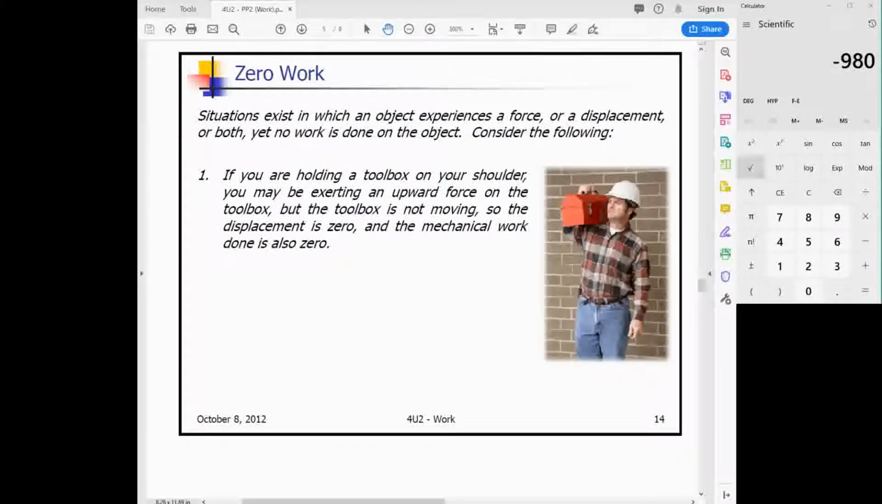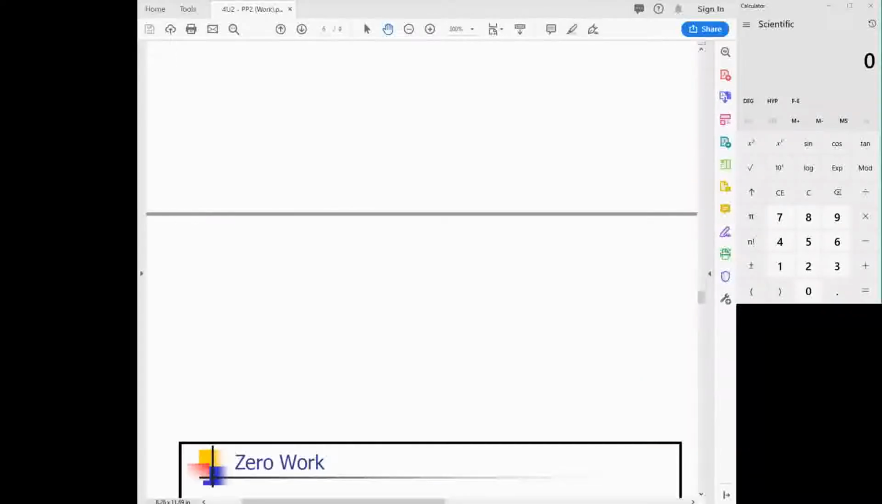There's also situations where zero work is done. This is an image here of somebody holding a toolbox on their shoulder. Even though he's applying a force to hold this toolbox up, the toolbox is not moving. It doesn't move left or right, up or down. So the force is non-zero, but the displacement is zero. So our work is zero.